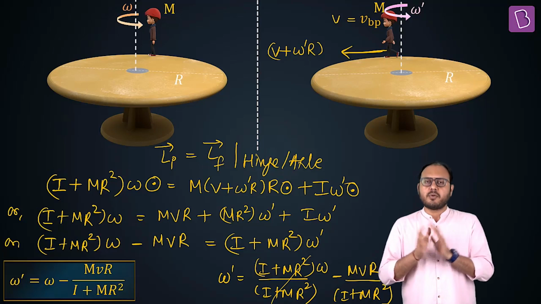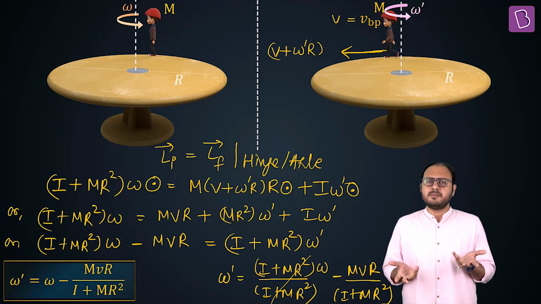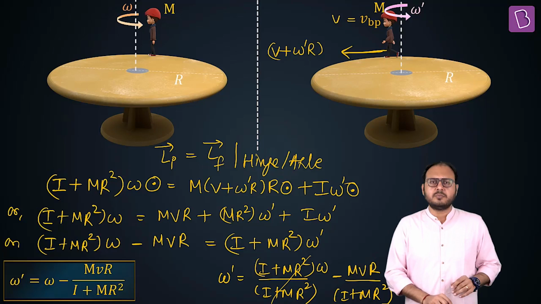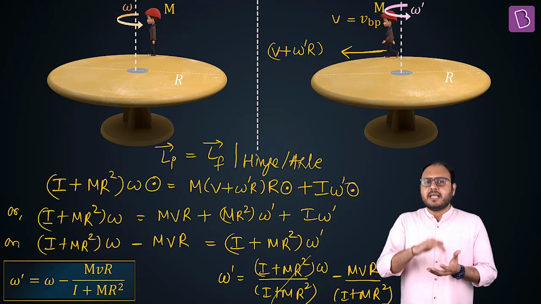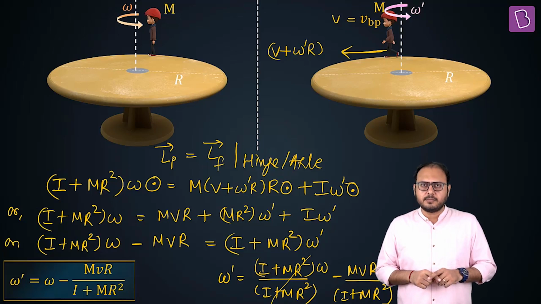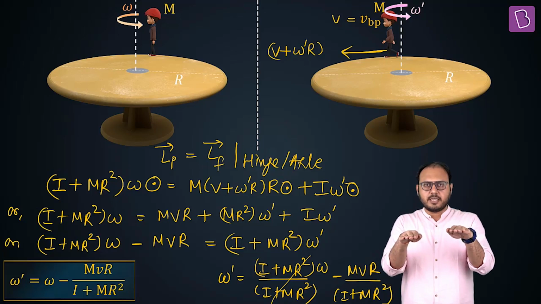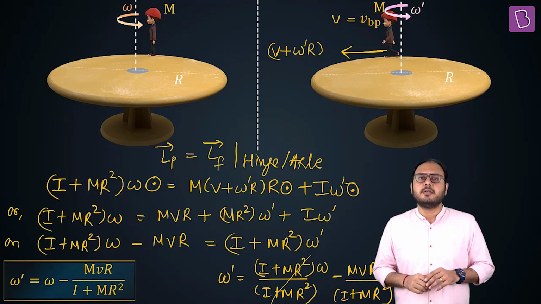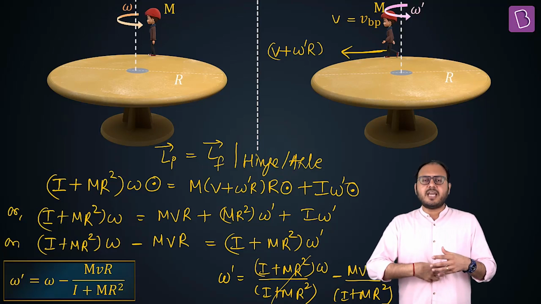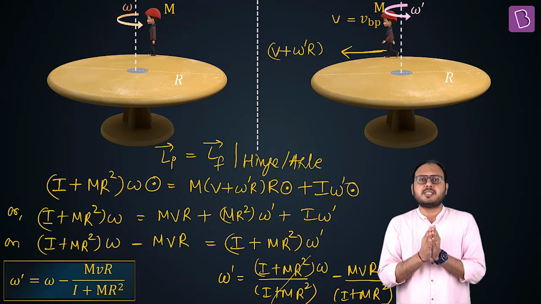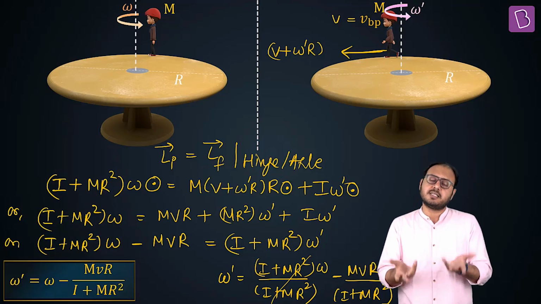What is the formula for angular momentum of a person? A person is kind of like a body system: I omega. So if I omega is constant, and I decrease I, omega will increase to keep the product constant. How do you decrease I? About the axis, bring the masses closer to the axis. The closer they are to the axis, the lesser the distance, and the lesser the inertia.